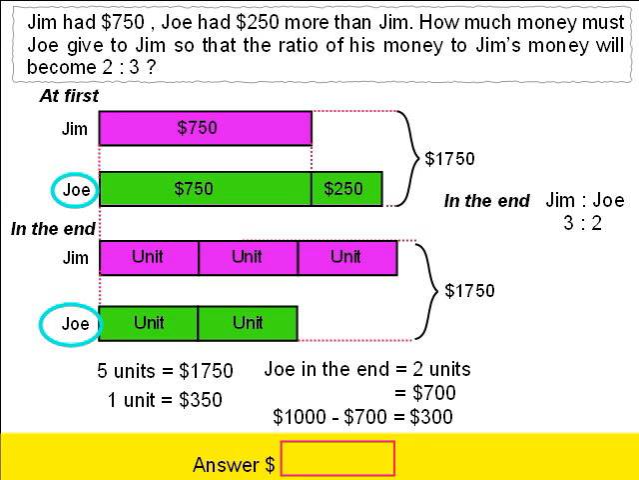So at first 1,000 minus in the end 700. So the difference was $300. Okay, that shows that Joe had to give to Jim $300 in order to achieve the ratio of 2:3 for Joe is to Jim.